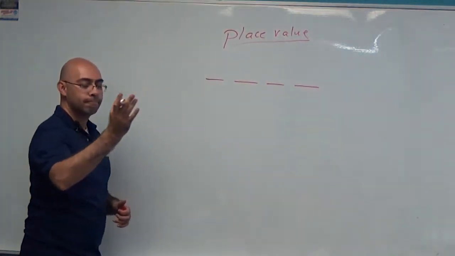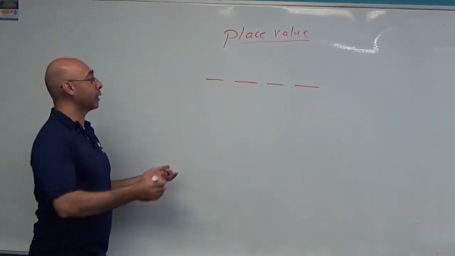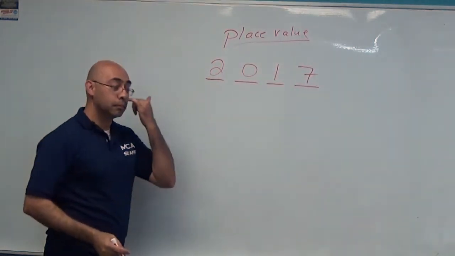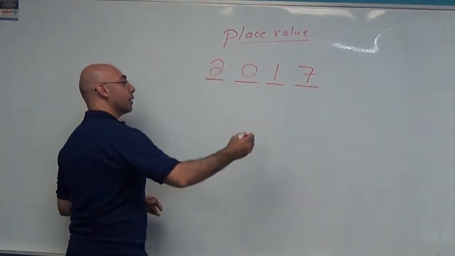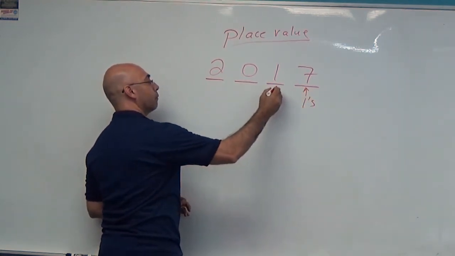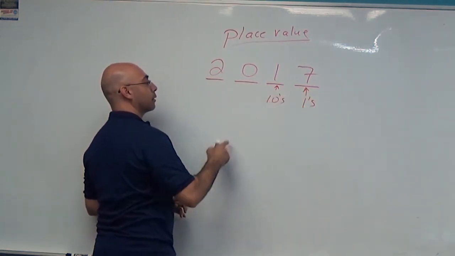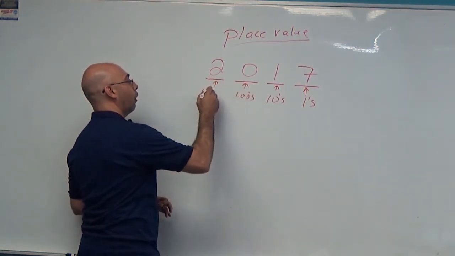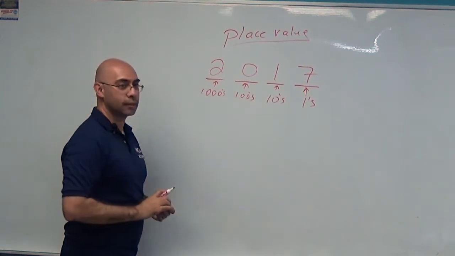Like with the 8th graders, when you go over the year, say the year is 2017. If I look at this, this just means that's what we call the ones place. We call that the tens place. We call that the 100s place. And we call that the thousands place.